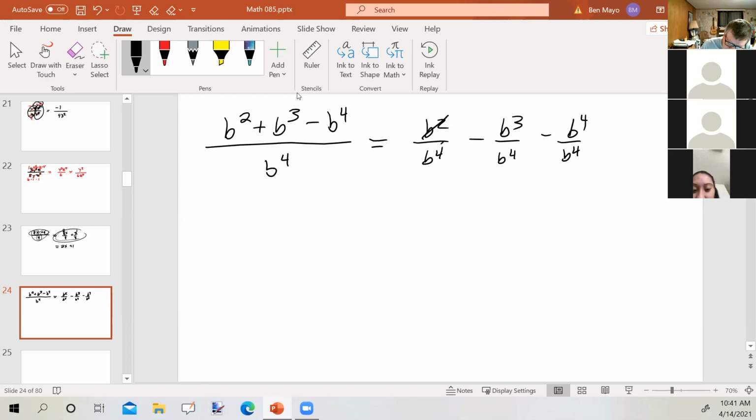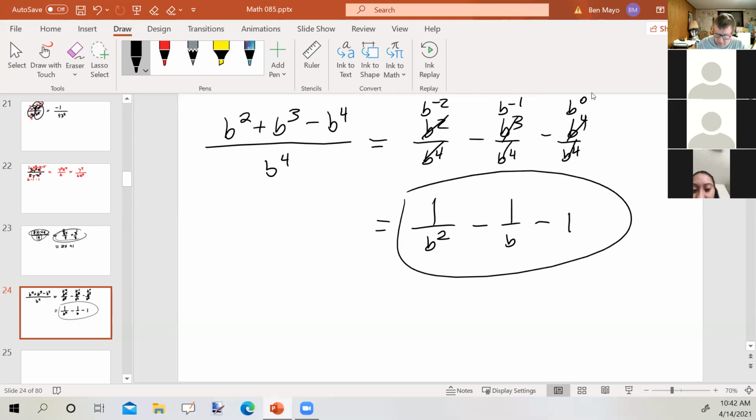B to the second over b to the fourth would be b to the 2 minus 4, or b to the negative 2 power, which would then become 1 over b squared. B cubed over b to the fourth would be b to the 3 minus 4, or b to the negative 1 power, which would be 1 over b to the positive 1 power, and I don't need to put the implied positive 1 exponent. B to the fourth over b to the fourth would be b to the 0 power, which is 1. So there's our final answer.